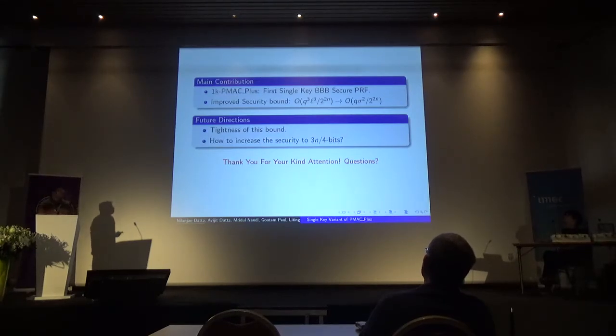Possible future directions are the tightness of this bound, whether this bound is tight or not, and if not, can we increase the security up to 3n by 4 bits. The current result gives security up to 2n by 3 bits, so can we increase it to 3n by 4 bits. These are possible future directions.